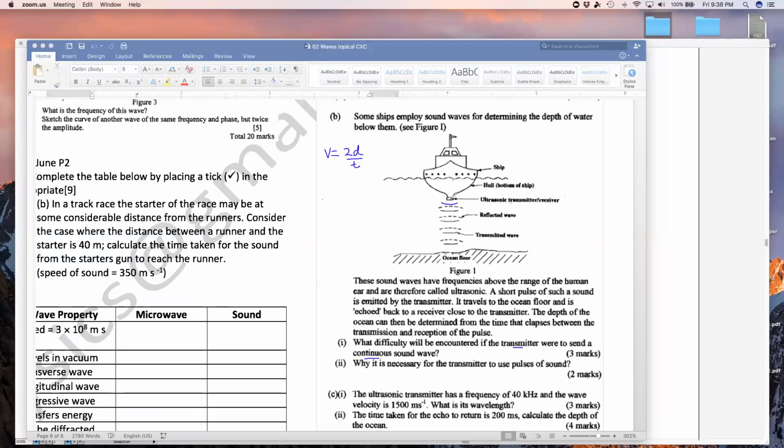Now, that's kind of obvious, because the receiver is close to the transmitter. If the receiver is close to the transmitter and you continue to transmit sound, wouldn't the receiver pick up all of those transmissions? Yes, it would. So you would not be able to detect the sound that was reflected off the ocean floor and differentiate it from this continuous sound that is being created by the transmitter.